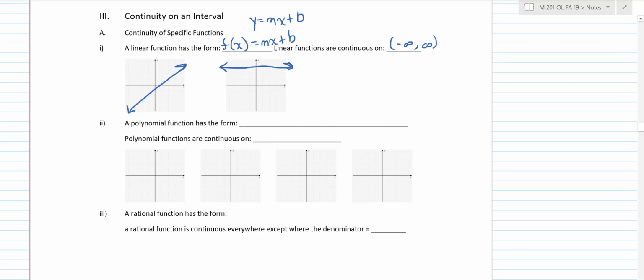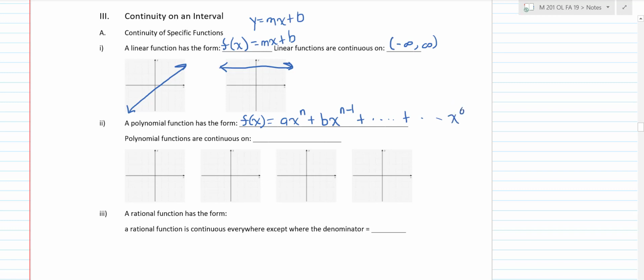Next is the polynomial function. Polynomial functions, remember, are sums and differences of whole number powers of x. That's why I like to say that in words. So the form would be like this: a x to the n, where n is some whole number, and then another term with x to the n minus 1, and so on, all the way down to x to the 0 power.